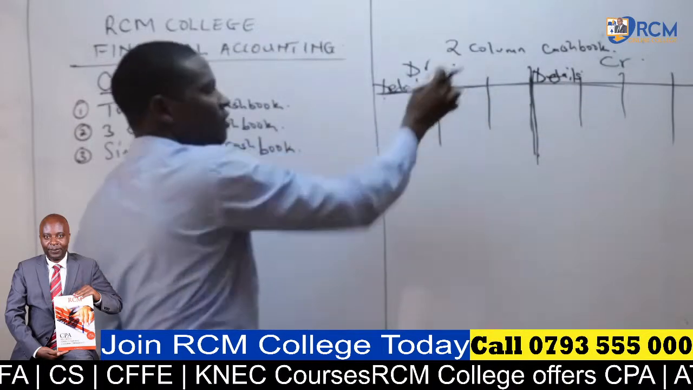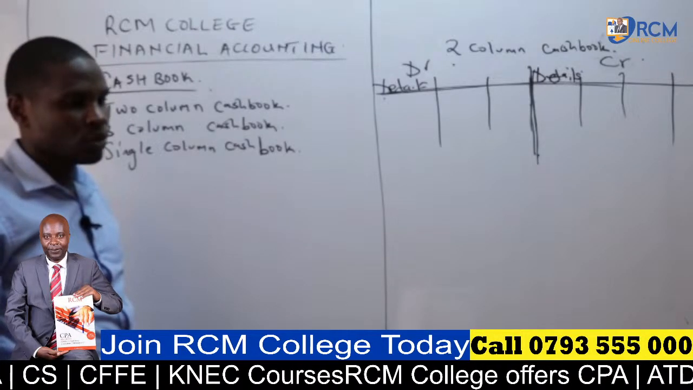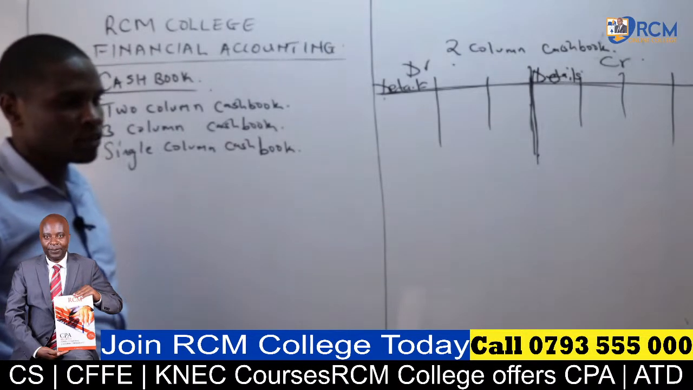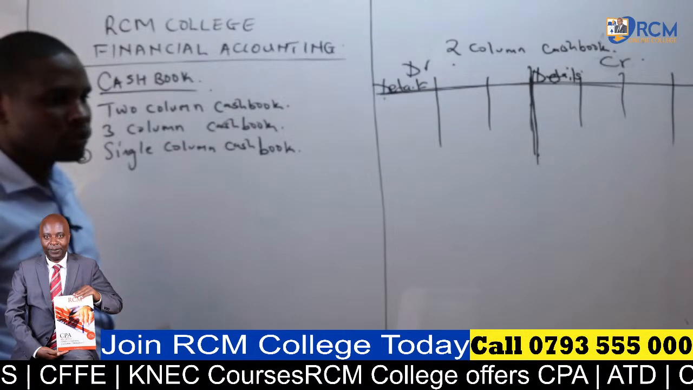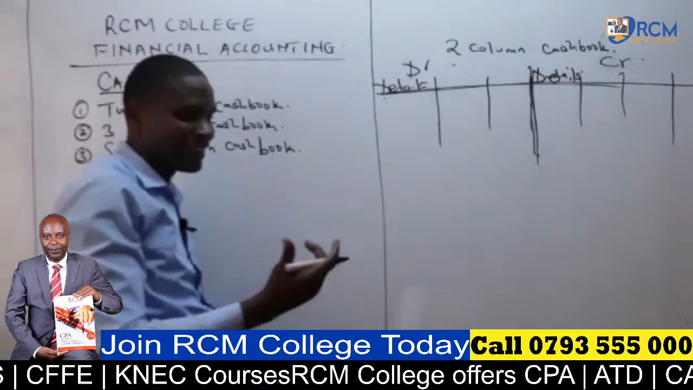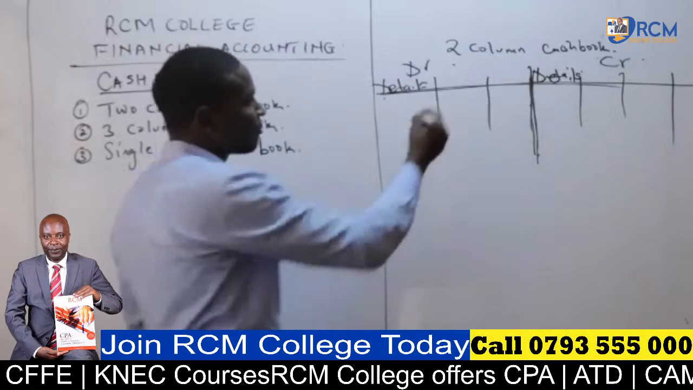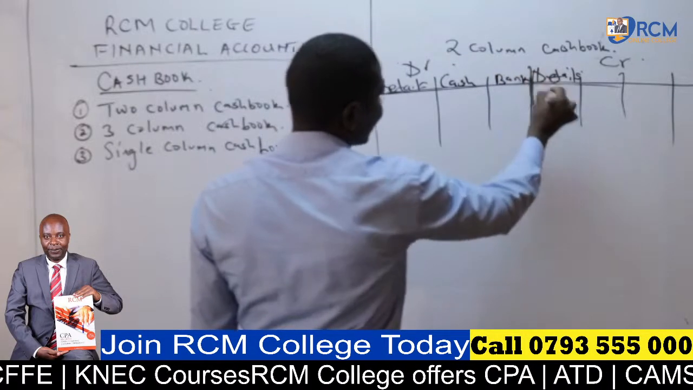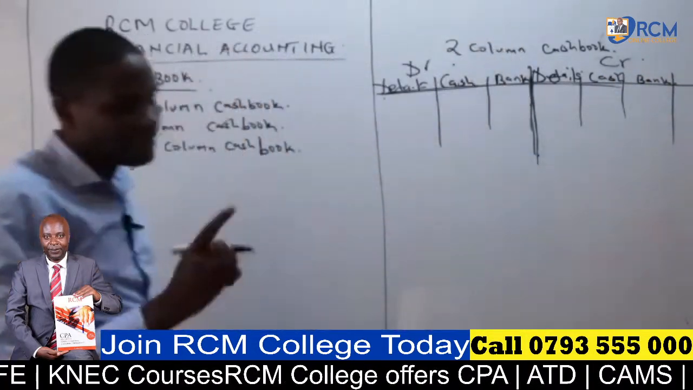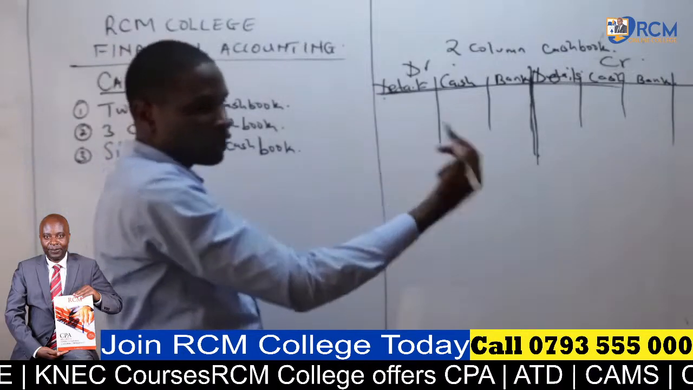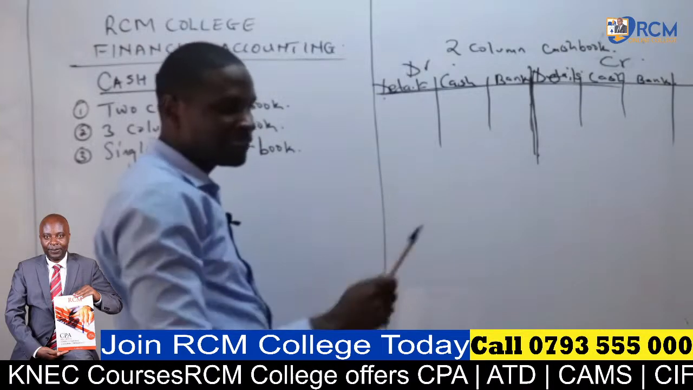What should I write in the second column? Somebody? These people have forgotten. You can have cash and bank. I just want to remind you because this is important for you. Yes, particular. I can see somebody telling us particular. Particular and detail is the same. Don't confuse.